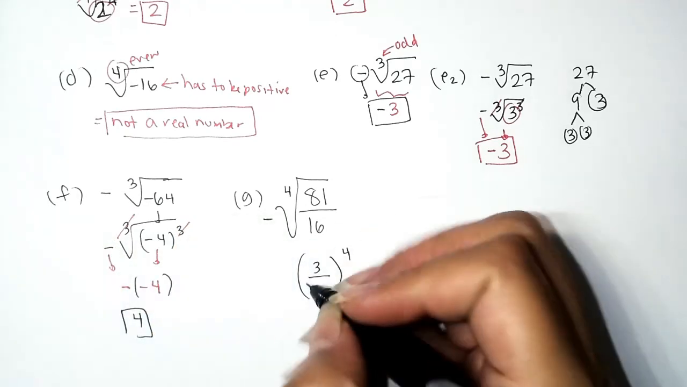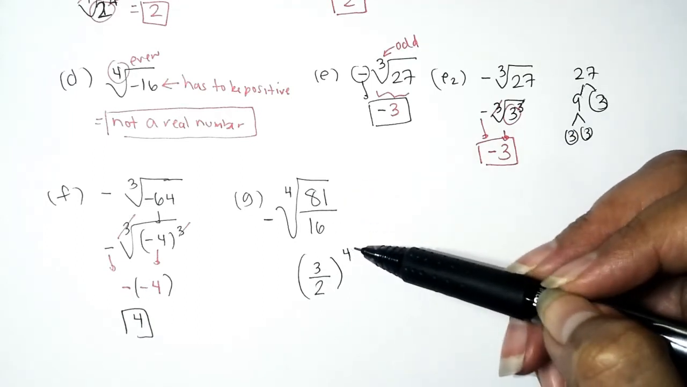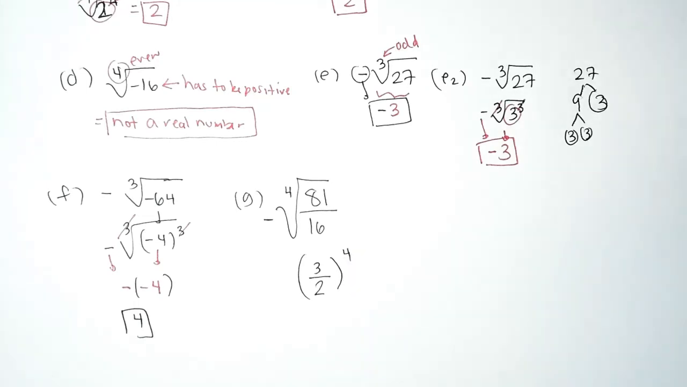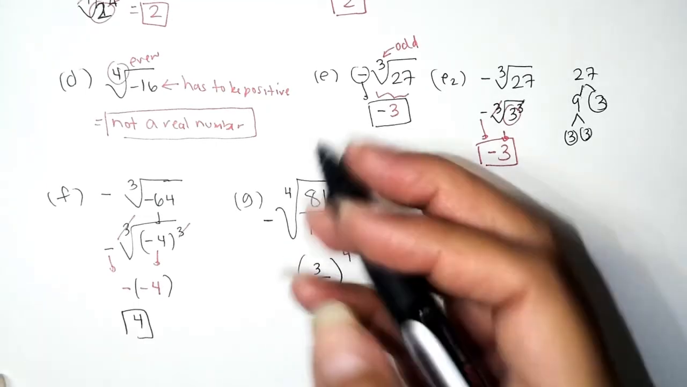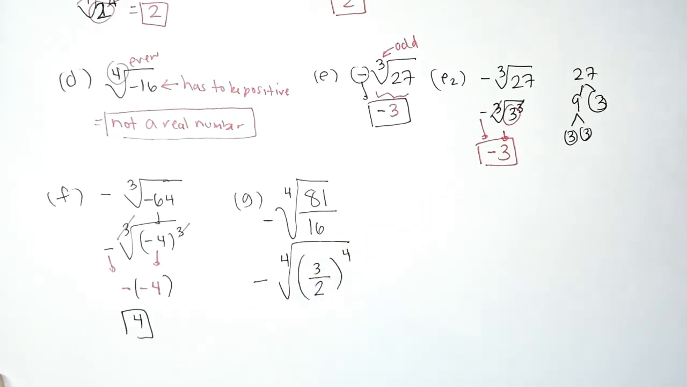So the question is, could we write 81/16 as a power of 4? And the answer is yes, because we can write it as the 4th power of 3/2. Let's bring down the rest of the problem. Okay, so we want to take the 4th root of this, and then we have a negative in front. So the question is, can we cancel things out?